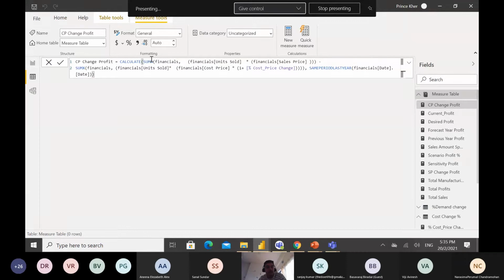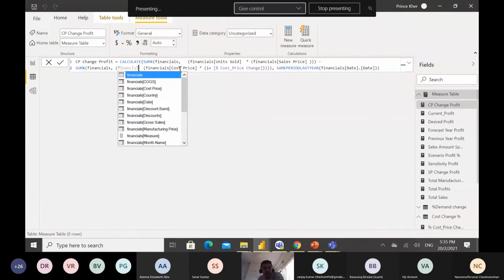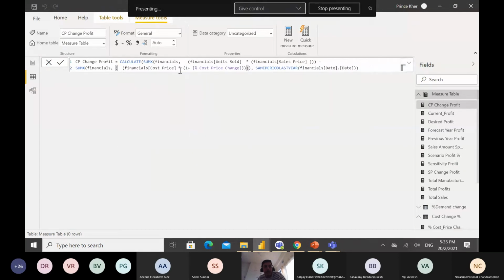Okay, I think this is a mistake that I need to change. I might have put it wrongly out here. So it should be cost price times the change in the cost price times the quantity. I think the quantity is missing, so that's where the formula was going wrong. What it's trying to do is change the unit sold price times the sales price, minus the sum of unit sold price times the cost price times the change that is part of this.